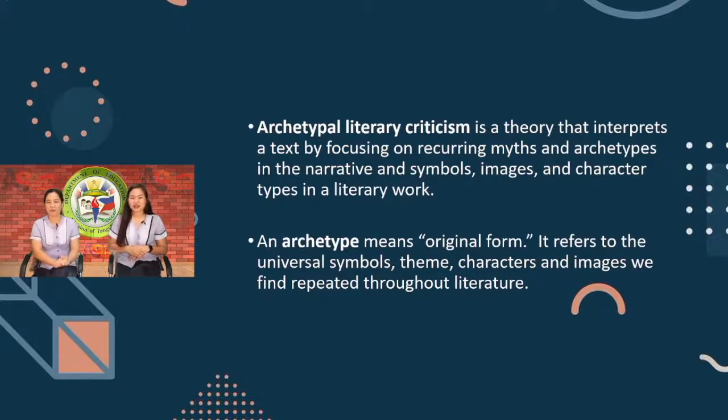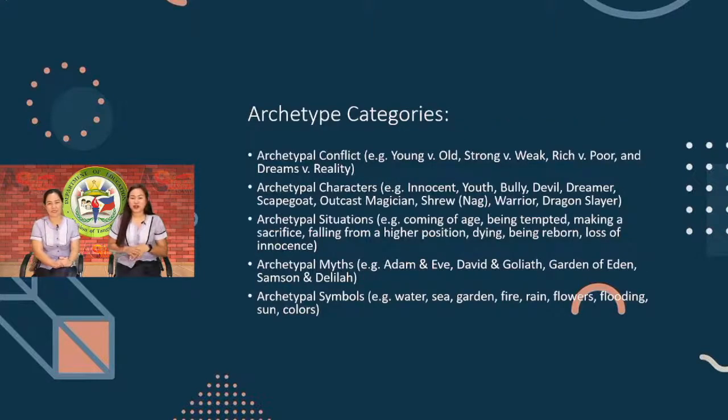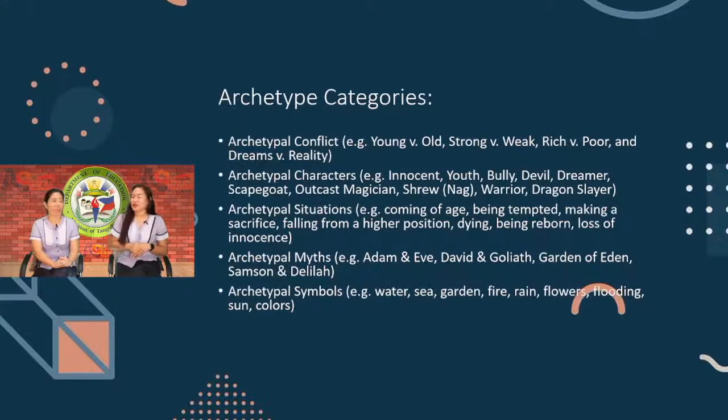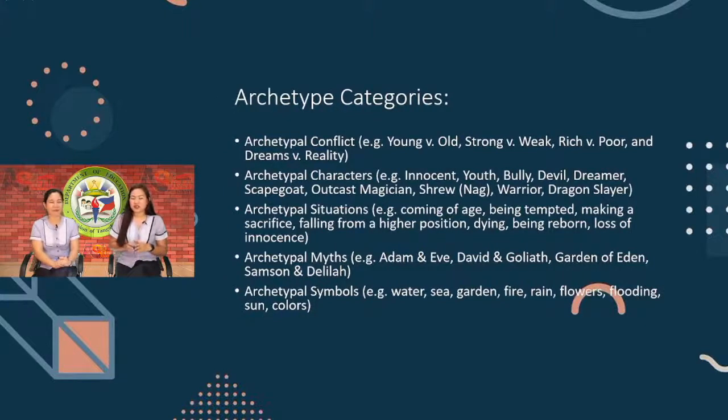Yes, that's correct. So there are actually some archetype categories. For example, you have what we call the archetypal conflict: young versus old, strong versus weak, the rich versus the poor, dreams versus reality. Anywhere, anytime, this is applicable worldwide. Even if the text is produced in Asia, for example, or in Latin America, still these archetypes, these categories are universal. That's right. Even in our own locality, we can observe this.